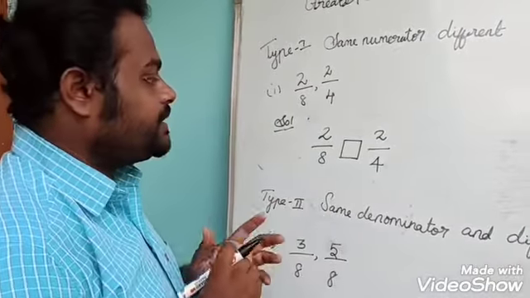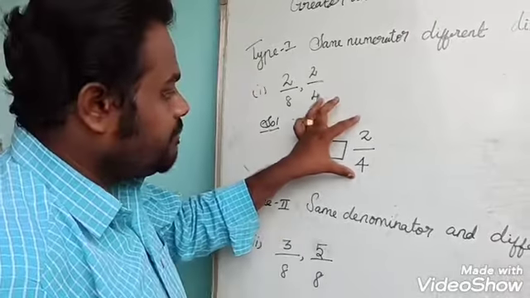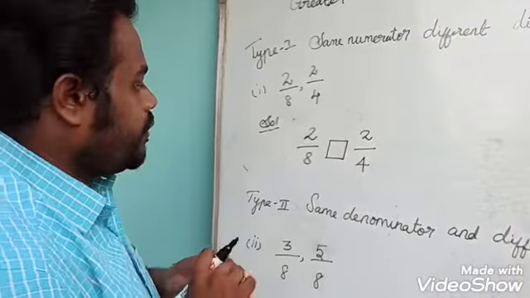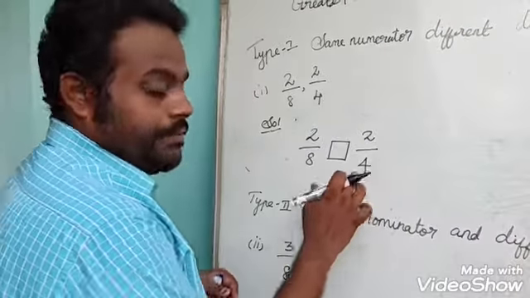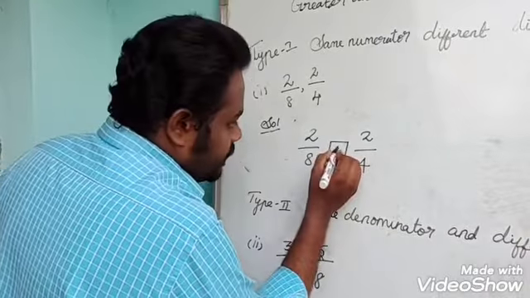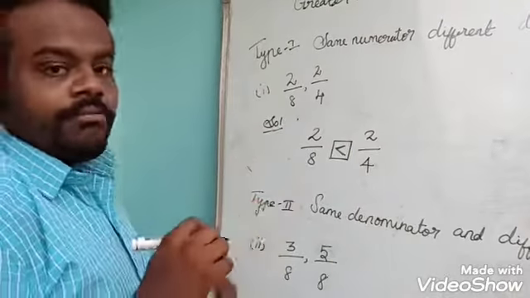At that time we consider the one with the smaller denominator, that rational number we consider as the greater one. How is it possible? Because it has a little part and this one has a big part. So because of that I consider 2 by 4 as the bigger one. So I check in the box method.